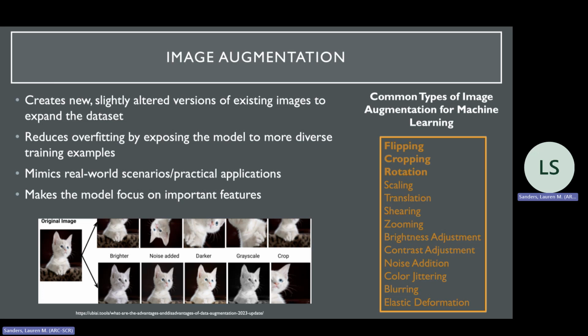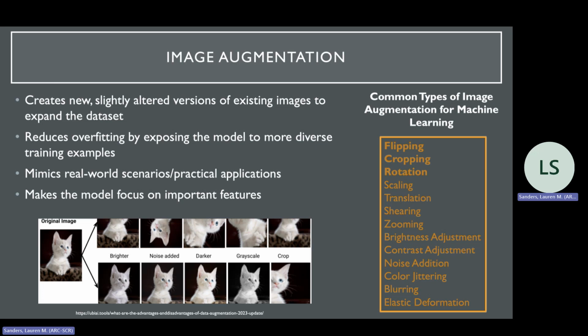Finally, another very common aspect of a machine learning workflow for imaging data is image augmentation. This is a process by which we create new and slightly altered versions of existing images in order to expand our existing dataset. One of the main reasons to do this is because this reduces the chance of overfitting. It exposes the machine learning model to more diverse training examples. It can mimic real world scenarios where the data is going to be a lot noisier, and it makes the model focus in only on the important features to distinguish between the different classes.